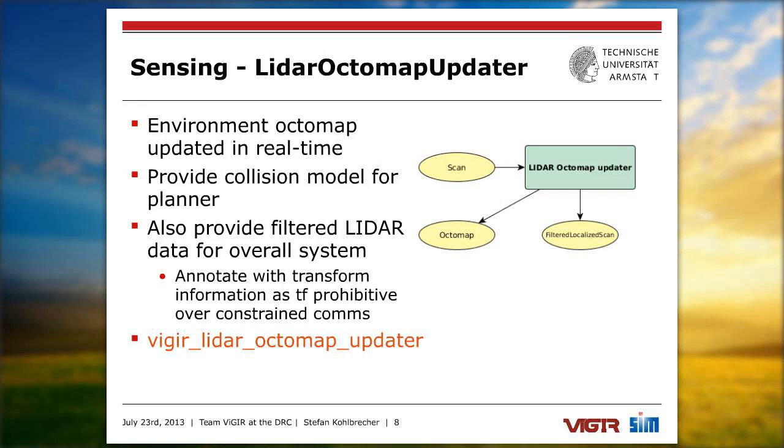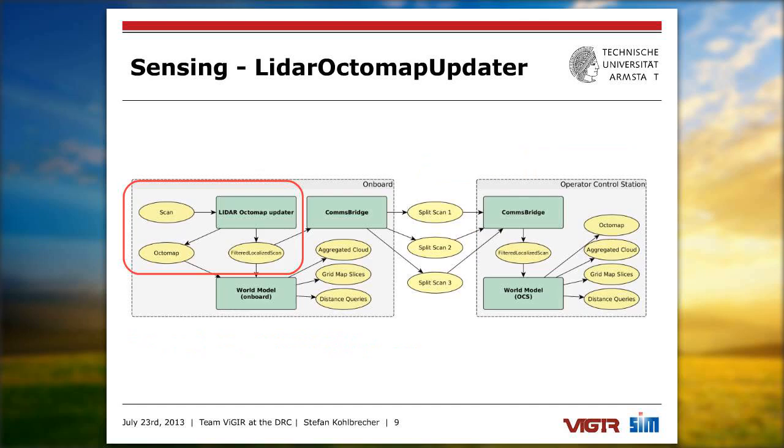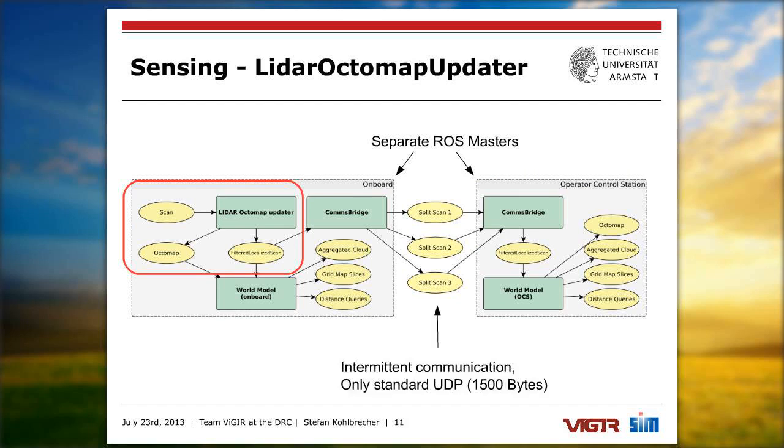In terms of sensing, we implemented our own Octomap updater. You might ask why, because there's the point cloud Octomap updater. It does the same thing as the existing updater, but it also provides filtered LiDAR data for the overall system while maintaining information about the laser scan structure. If you look at the overall system briefly, you have the updater there on the left, but we have separate ROS masters because we have highly constrained and only intermittent communication between the operator control station and the onboard system. For that reason, it was very important for us to filter the data, but still be able to compress it very well. That's why we rolled our own LiDAR updater.